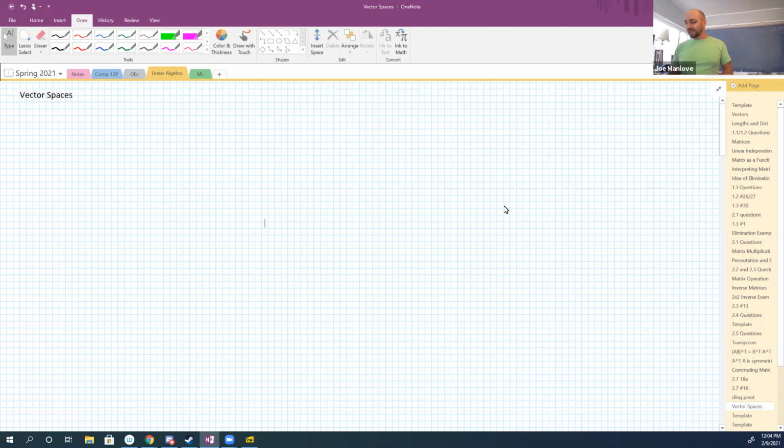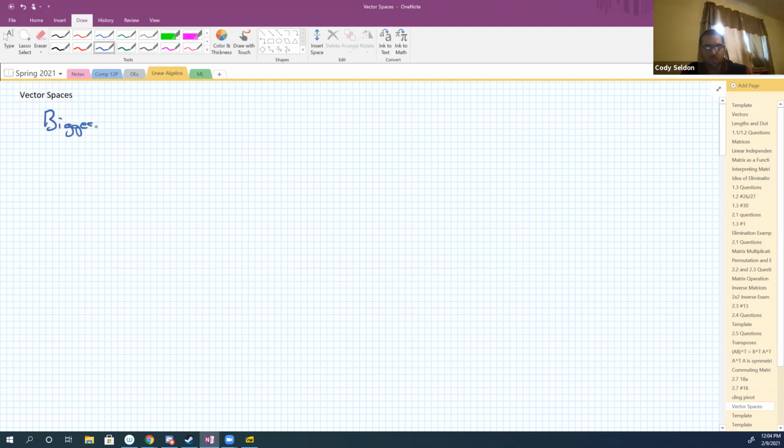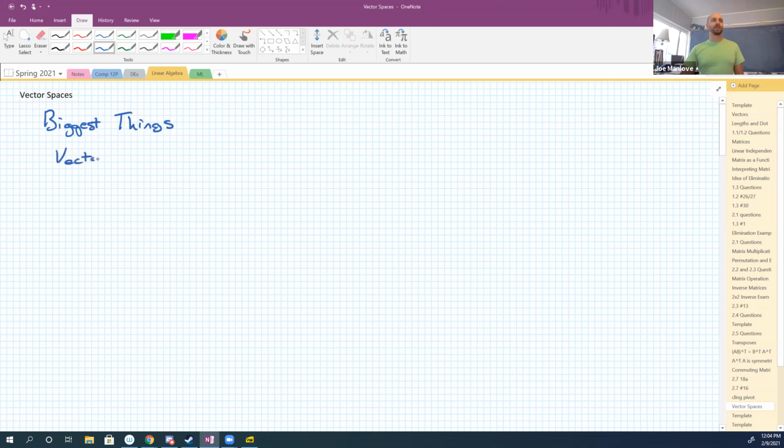So let's talk about vector spaces. In your book, there's a whole set of axioms that have to be satisfied to make up a vector space. I'm going to highlight a few of those here, but this is going to be just a little loose right now. So bear in mind that there are some more things, but the biggest things are that a vector space is a set of vectors.